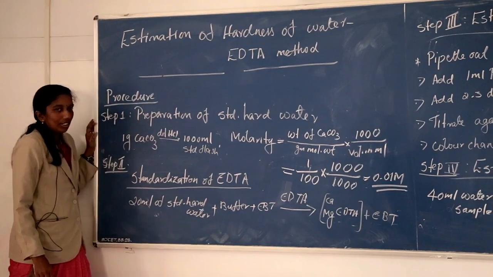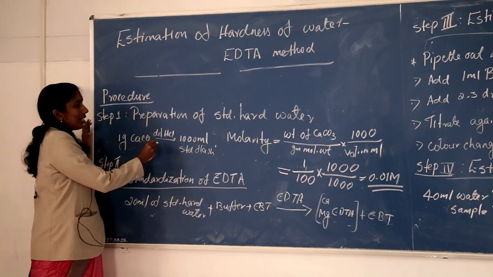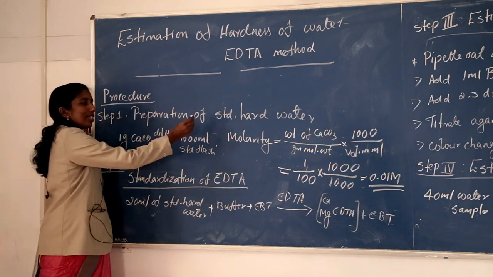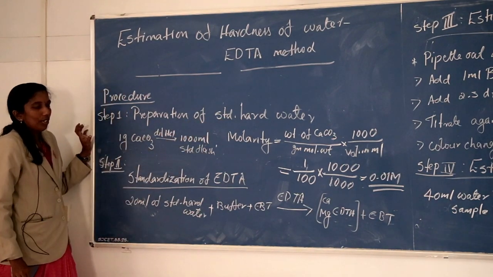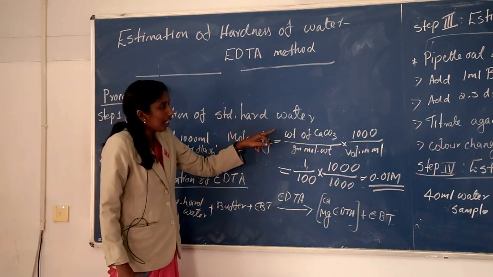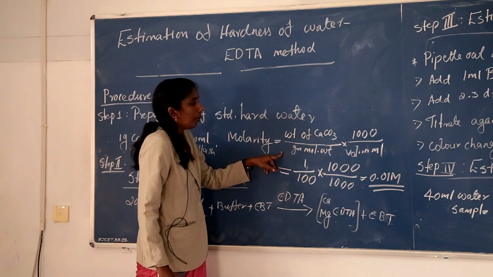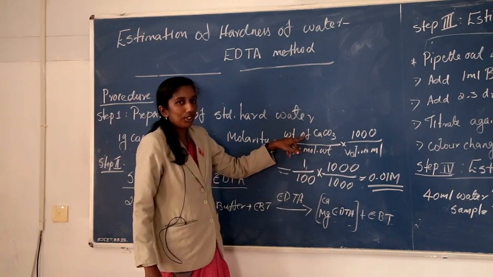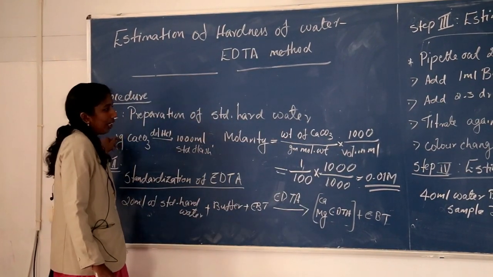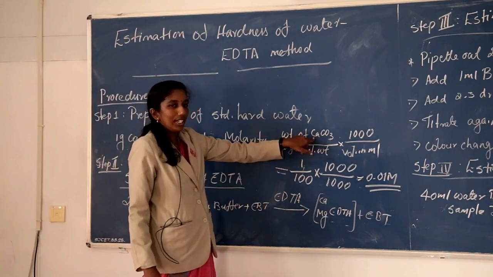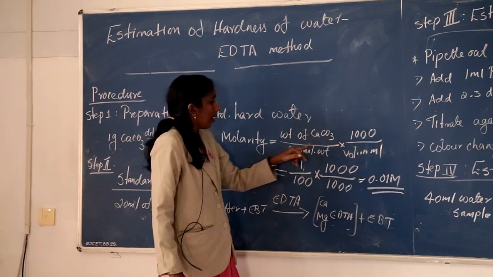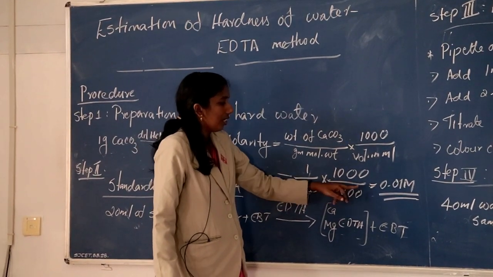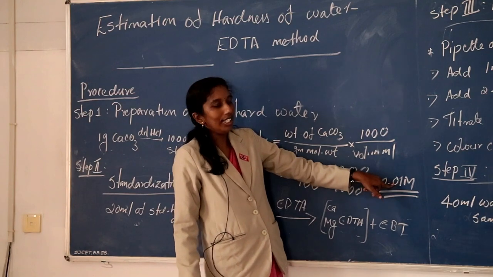Then it is made up to the mark. Why is it called standard hard water? Its strength is known. It is calculated by molarity equal to weight of CaCO3 divided by gram molecular weight into 1000 divided by volume in milliliter. Weight of CaCO3, here we take 1 gram. So 1 divided by molecular weight of calcium carbonate, which is 100, into 1000 divided by volume 1000 milliliter. So 1 by 100 into 1000 by 1000 equals 0.01 molar standard hard water.